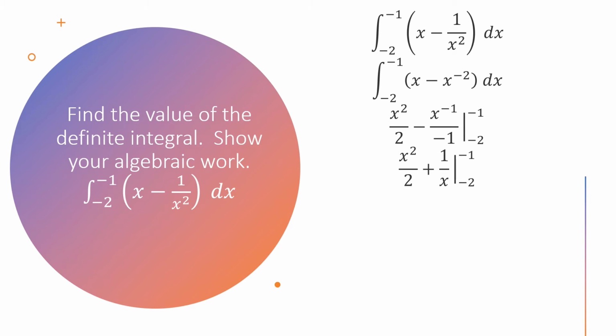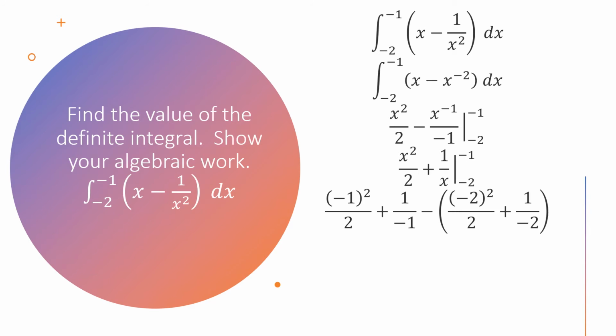Just rewrite it before I actually plug in my bound. So I have x squared over 2 plus 1 over x from -2 to -1. And then I plug in my bounds. Remember to plug in your top bound minus your bottom bound. So I have (-1) squared over 2 plus 1 over -1 minus all of (-2) squared over 2 plus 1 over -2. Simplifying that out, I get 1/2 minus 1 minus 2 plus 1/2, which simply leaves me -2.